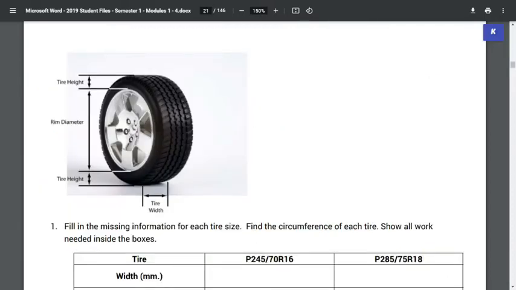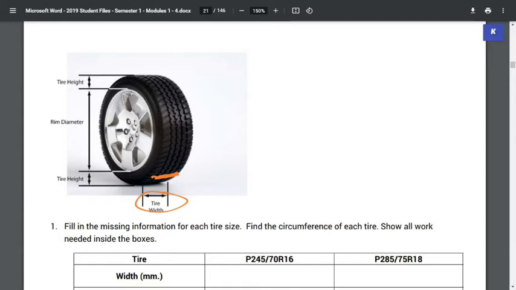So really quickly, I wanted to go over this picture that you see, and I talked about it a little bit. So here is our tire width. Like I said, that's how far across the tire is going to be. And once again, that's going to be represented in millimeters.